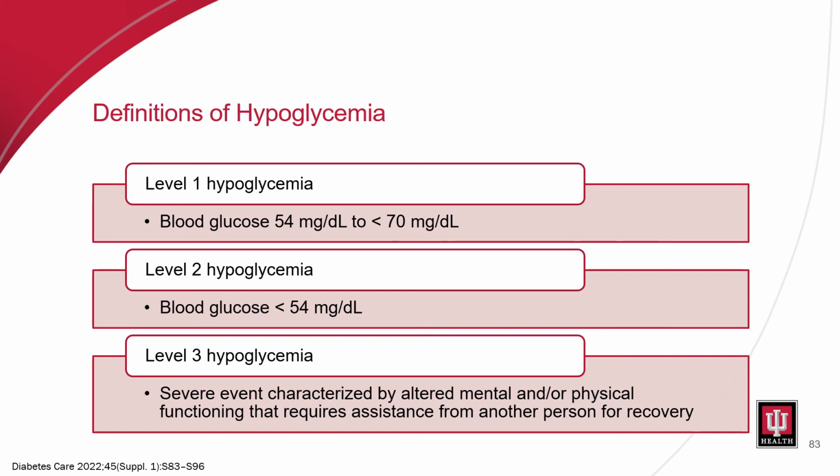And then level 3 hypoglycemia occurs whenever there's a severe event in which the patient becomes altered, or there's a lack of physical functioning and they require assistance from another person for recovery. So this can happen at home in the form of a caregiver or a loved one, or sometimes this happens when a patient is brought into the hospital system.